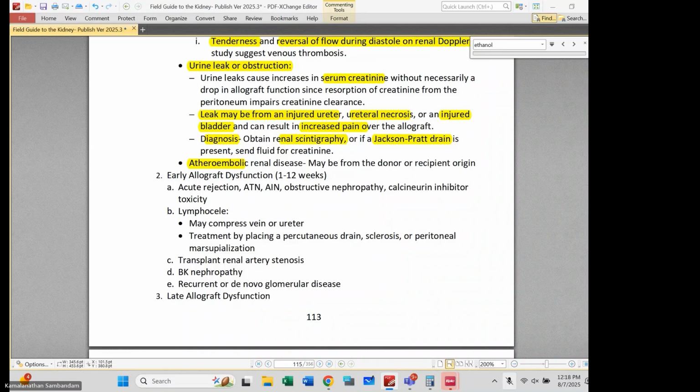Atheroembolic renal disease is another cause of immediate allograft dysfunction. Note, this can be from donor or recipient origin, right? Most of our patients with ESRD are vasculopaths. And so it's possible that the cross-clamping of the iliacs creates a fragility to the atheroma. And after you release the clamps, you shower cholesterol emboli into the allograft kidney. It can also be from the donor if the donor is an older patient with other comorbidities. Okay.